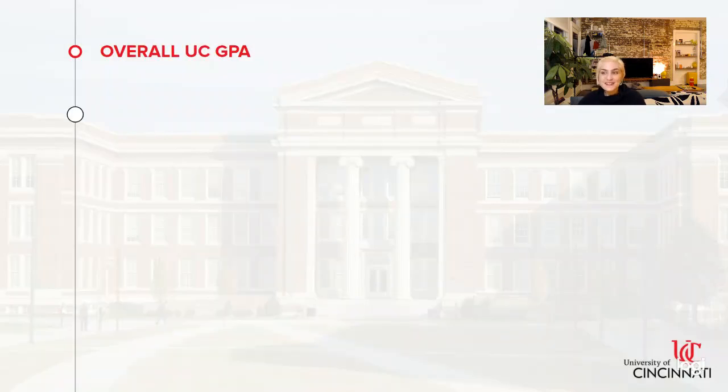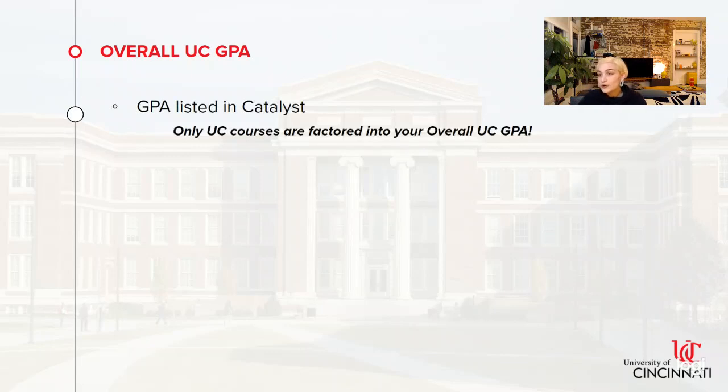Okay, then let's take a look at those two GPA numbers. The first one is very, very straightforward, your overall UC GPA. Again, I want to emphasize this is a UC GPA, so it is only going to include UC courses. And this is actually a GPA that you can find right in Catalyst, and that's where we're going to pull it from when we review your application.